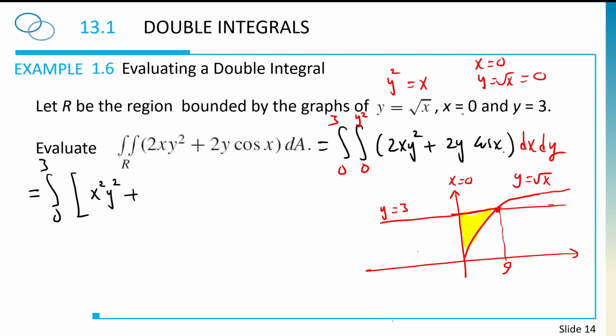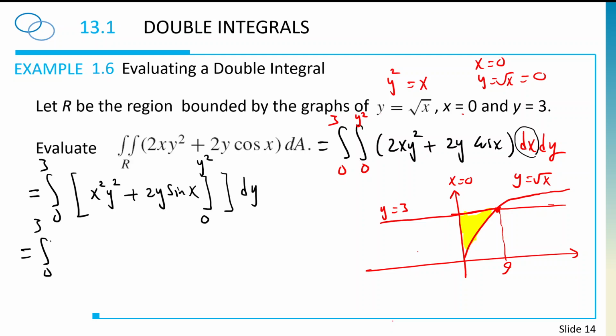Cosine of x is the variable now. What's the integration for cosine? Sine. I'll leave 2y as it is: 2y sine of x. And then here I need to replace from 0 to y squared. Remember, this is important. We always replace what? You replace the variable you're working with. You replace x only. Don't touch y. So this is equal to what?